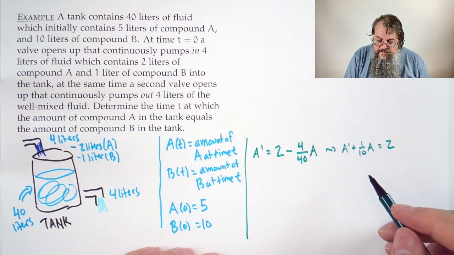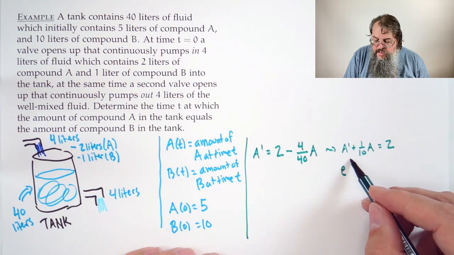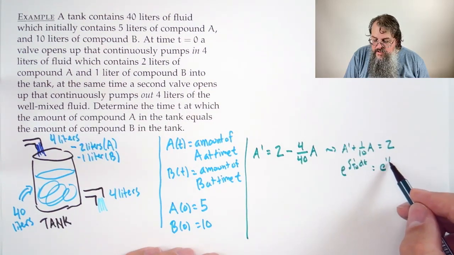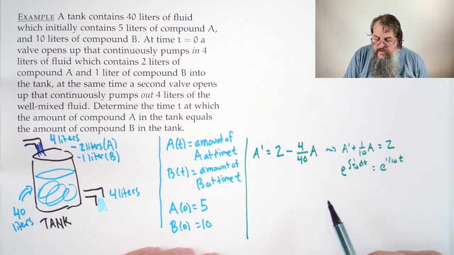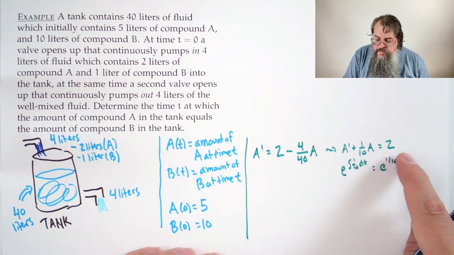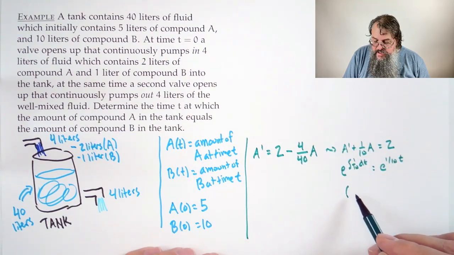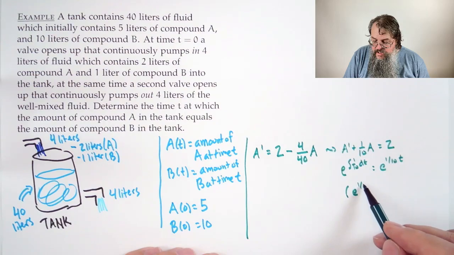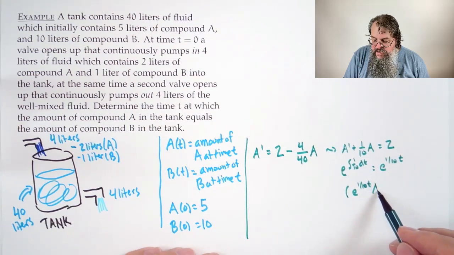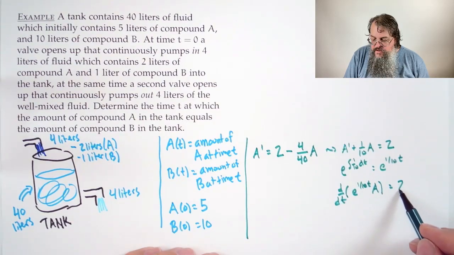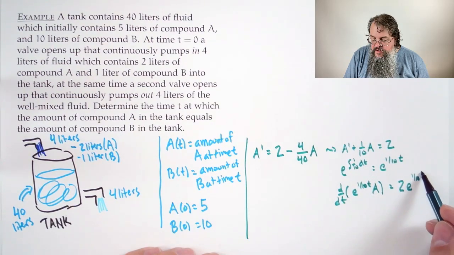We find our integrating factor. Well, it's e to the integral of 1/10 dt. So that's e to the 1/10 t. So when we multiply everything by e to the 1/10 t, the left-hand side will become the derivative of e to the 1/10 t times A, which should equal 2 e to the 1/10 t.